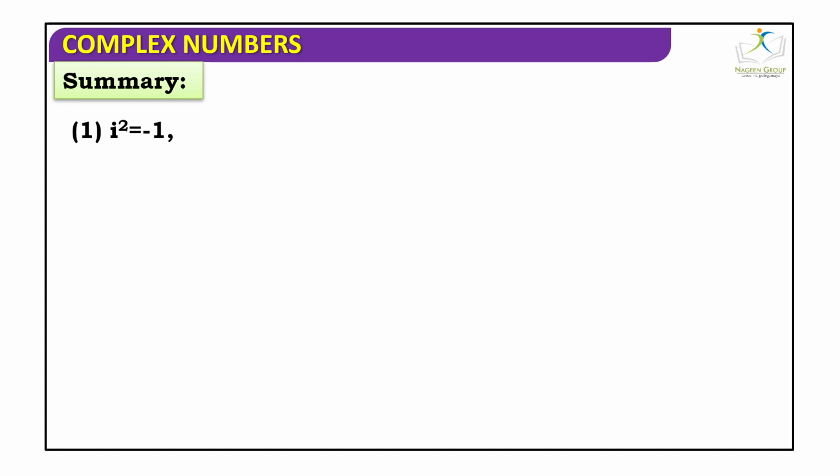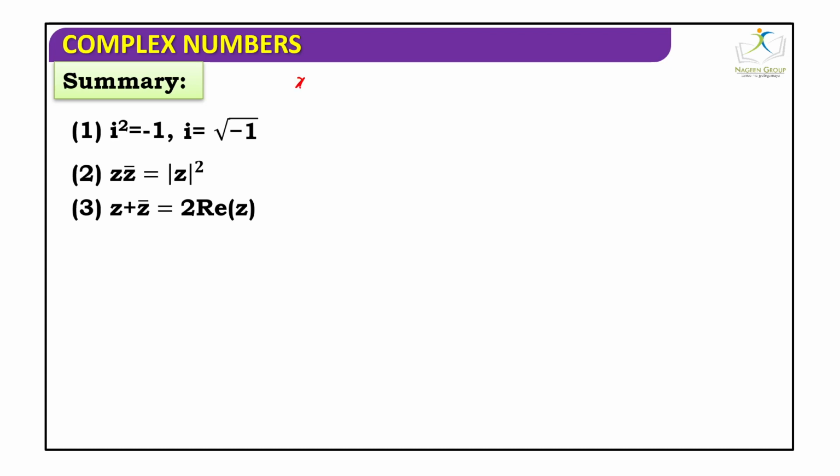First, iota square equals -1. Iota value is equal to under root of -1. If we have z into z bar, the conjugate, then it is equal to modulus of z square. If we have addition of two values, z plus conjugate of z, that will give you twice of this. You can find it here. If z is equal to x plus iota y, right? Conjugate of this is x minus iota y. So simply the terms cancel out and it equals twice of x. So what is this x? This is the real value of z, right?